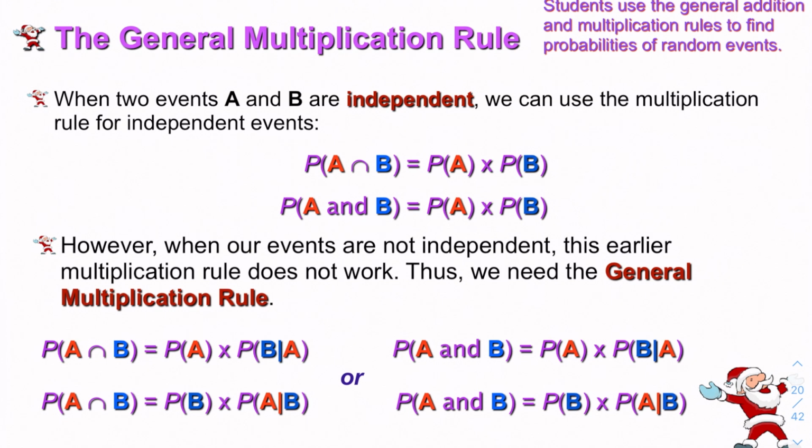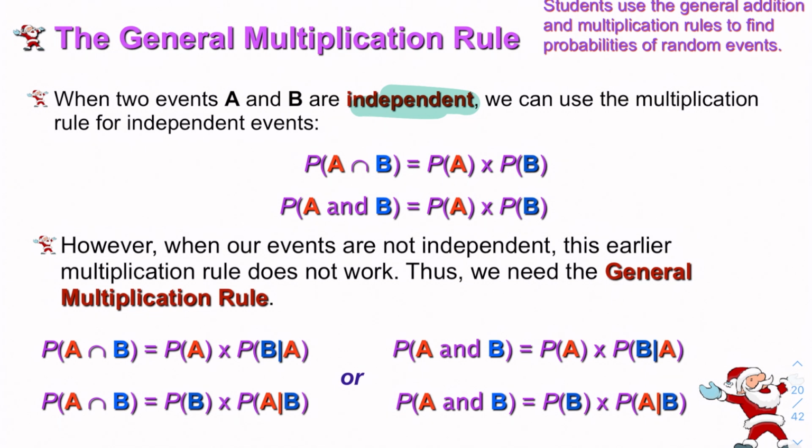The next rule that we're going to add to this list of things is the general multiplication rule. When two events A and B are independent, there's that word again, independent, we can use the multiplication rule for independent events. Independence makes our probabilities easy. You just multiply. A and B is the probability of A times the probability of B.